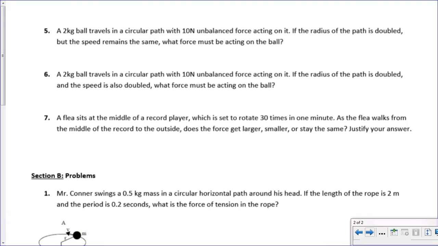For question number 5 and 6, actually, we need to be taking into account the different proportionality relationships that we have. So for problem number 5, you have to look at it, and it says that we've got a radius doubling here. So if you remember that the centripetal force is proportional to 1 over the radius, or it's inversely proportional to the radius, if you double the radius, you cut the centripetal force in half. You're doing the opposite, you're doing the inverse. So doubling the radius means the centripetal force is cut in half. So we have 10 divided by 2, which ends up equaling 5 newtons.